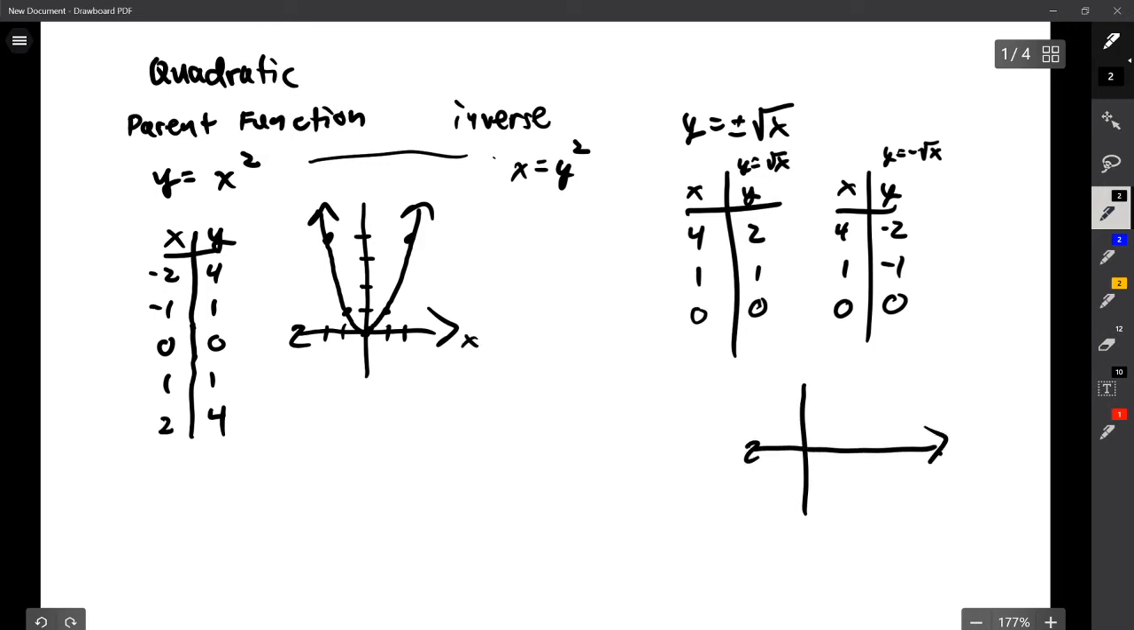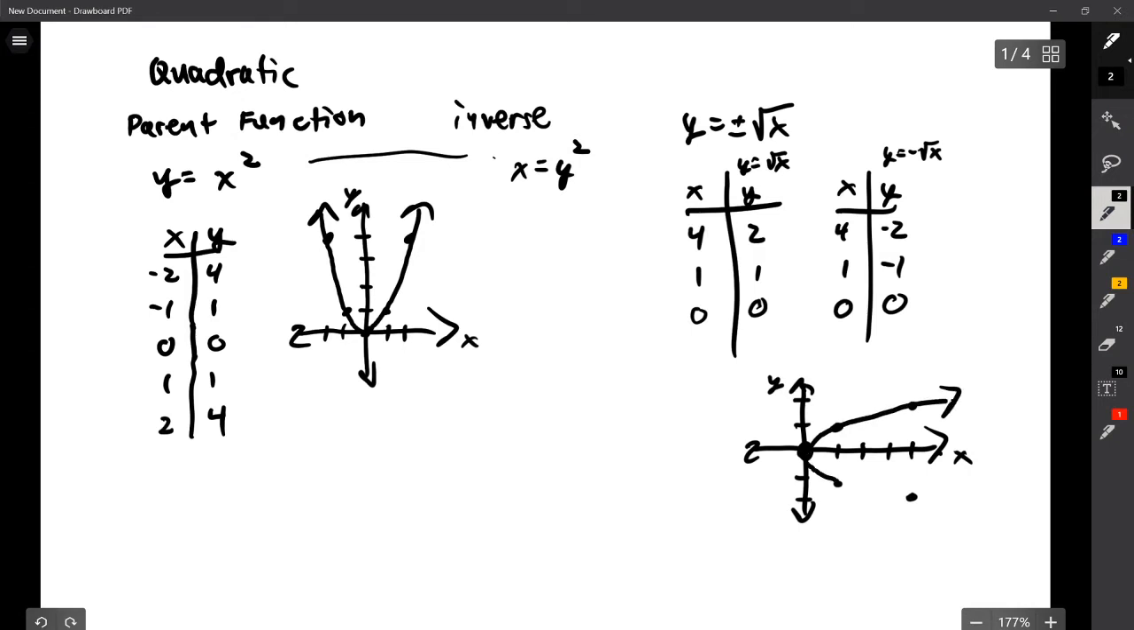Oops, I didn't label my axes over here or finish putting the arrowheads. Sorry. All right. X-axis, y-axis. So I have the point 0, 0. Okay. Then when x is 1, I have a y value of positive 1 and negative 1. Then when x is 4, 1, 2, 3, 4, I have a y value of positive 2 and negative 2. And if I connect these, guess what I get?